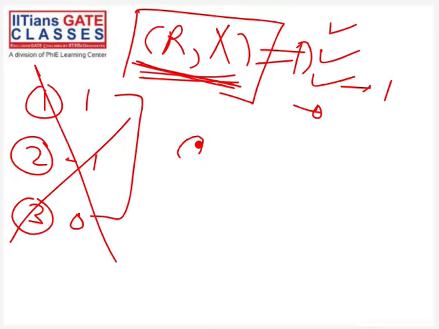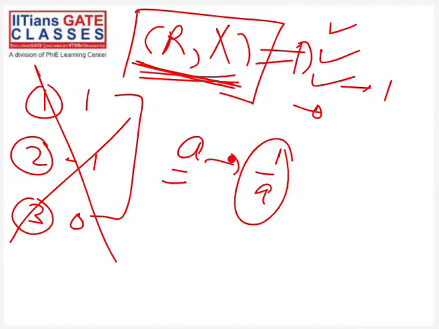Because you might think that for any element A, this 1 by A will work as an inverse. But what about 0? What will be the inverse of 0? Anyone want to try? What will be the inverse of 0?